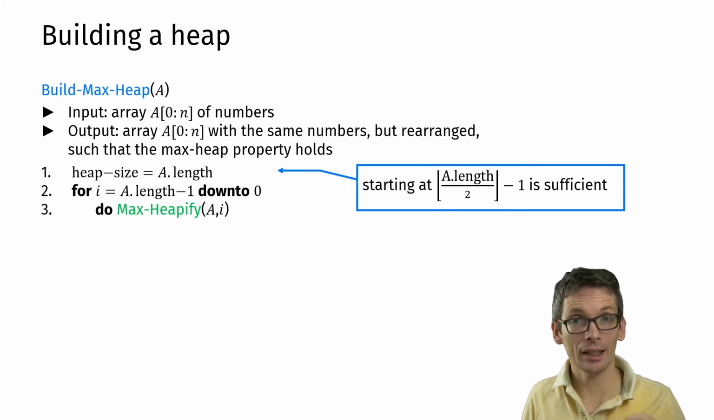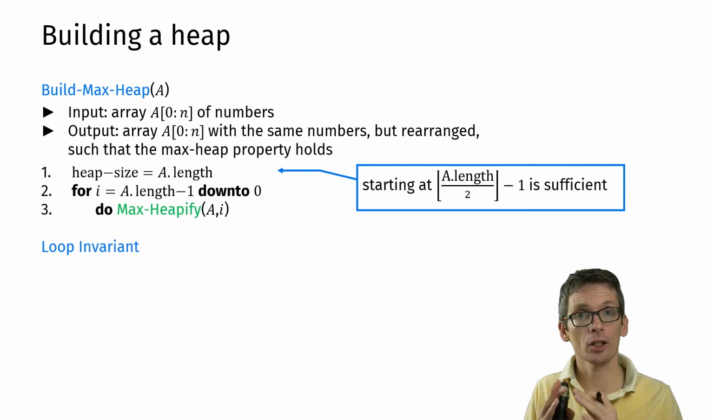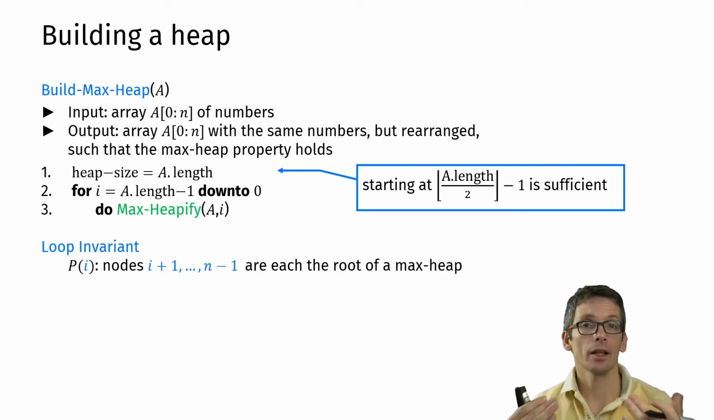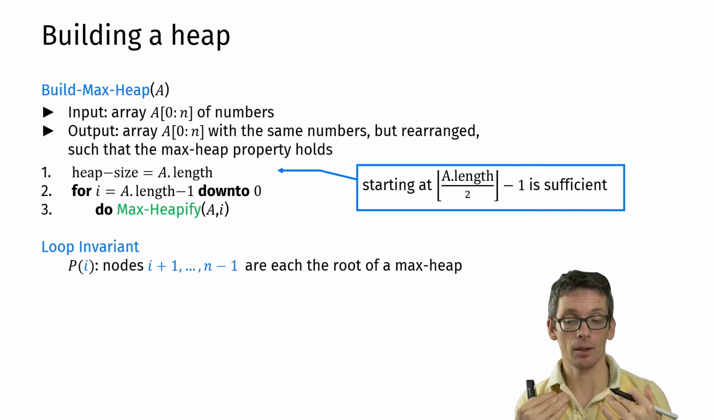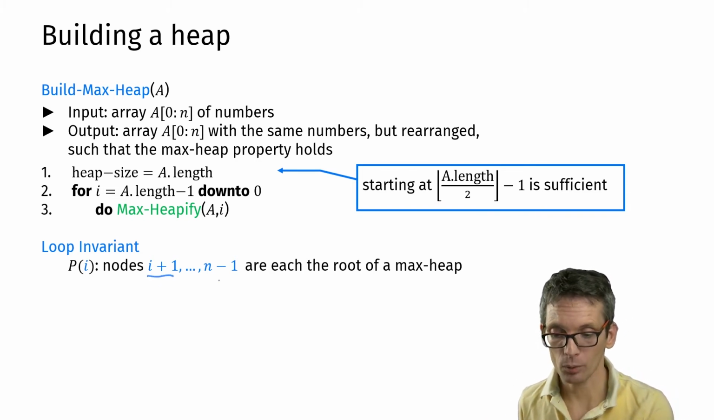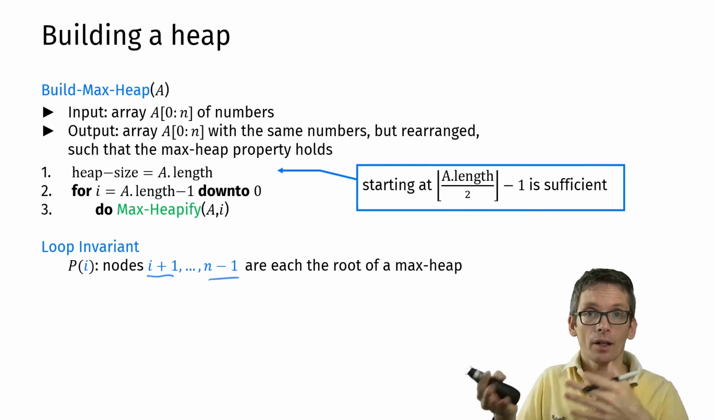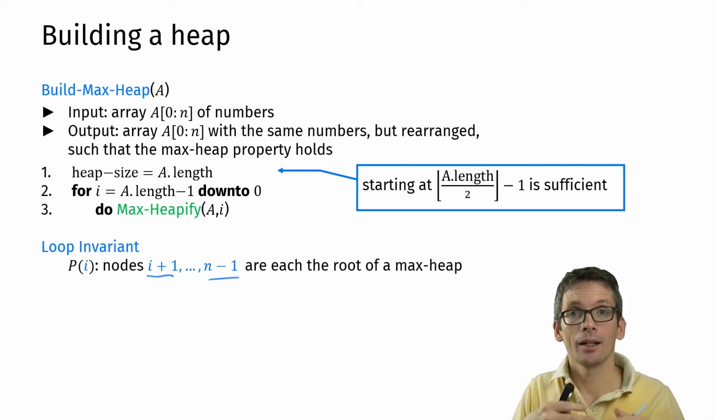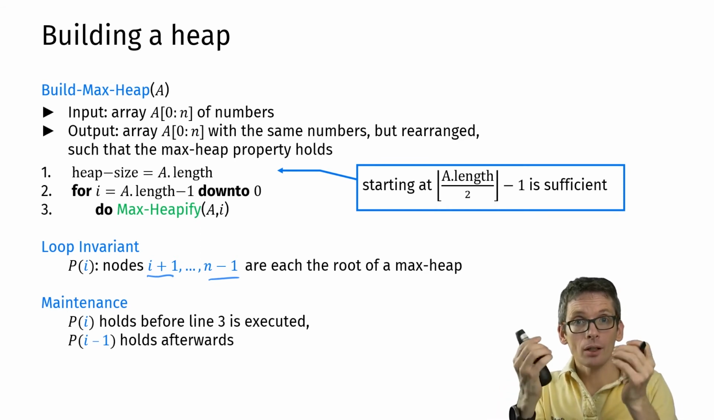So now let's first analyze the correctness of this algorithm and then the running time. Correctness is actually a straightforward loop invariant proof. So here's the loop invariant. It simply states that for all of the nodes that I already processed, I have max heaps. So for I plus 1 up to n minus 1, which is the last node, we have that all of these are the roots of max heaps. Now given this, maintenance is very simple because now I'm processing node I.